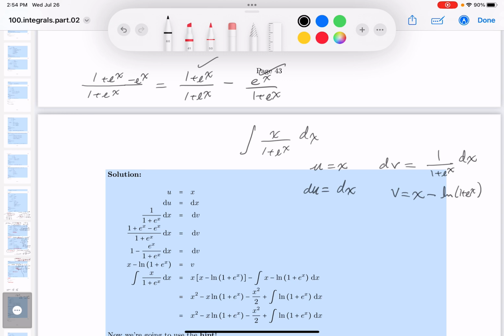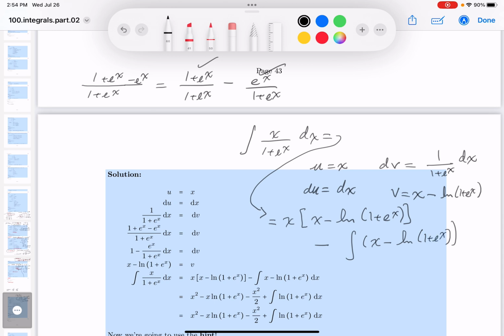So let's see if we can write that down now. We're using integration by parts, and we're going to get this: x times x minus the natural log of 1 plus e to the x, and then minus the integral of x minus ln 1 plus e to the x. That's going to be the v, and then the du is just simply dx.